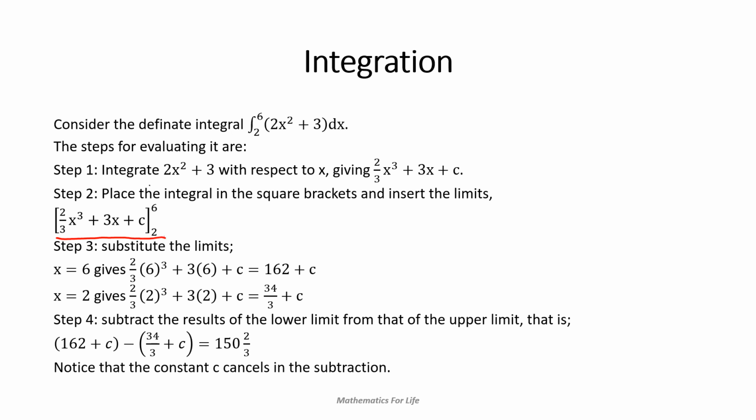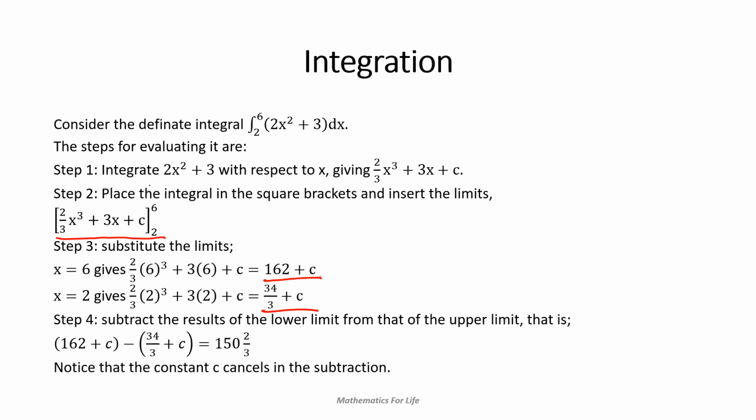Step number 3 is to evaluate the resulting integral for the provided limits. For x equals 6, which was our upper limit, the integral is evaluated, and that gives us 162 plus the arbitrary constant c. And then for the lower limit, when we evaluate our integral, we get 34/3 plus our arbitrary constant c. Step number 4 is to subtract the result of the lower limit from that of the upper limit, and that will give us 162 plus the arbitrary constant c, subtract 34/3 plus the arbitrary constant c, and that gives us 150 and 2/3.